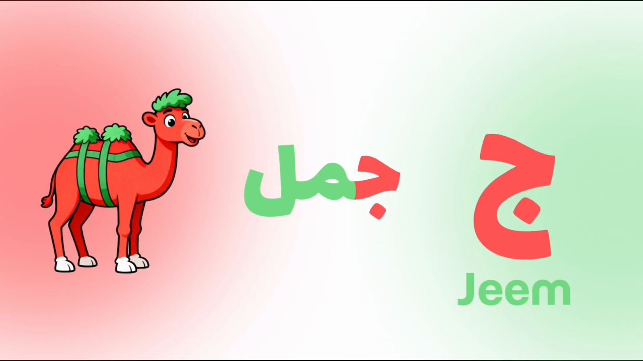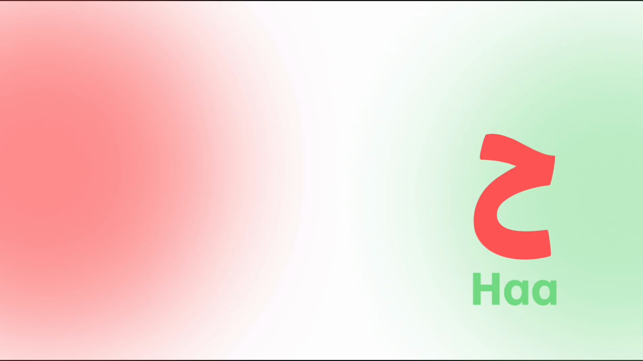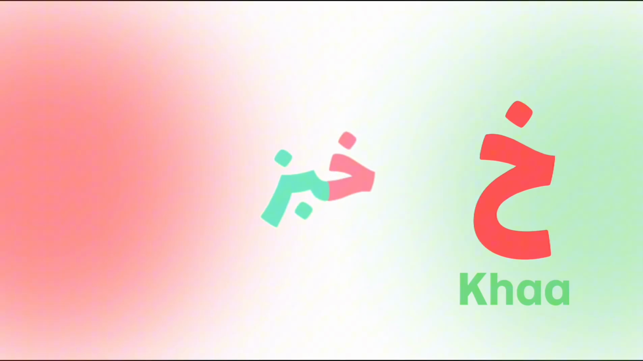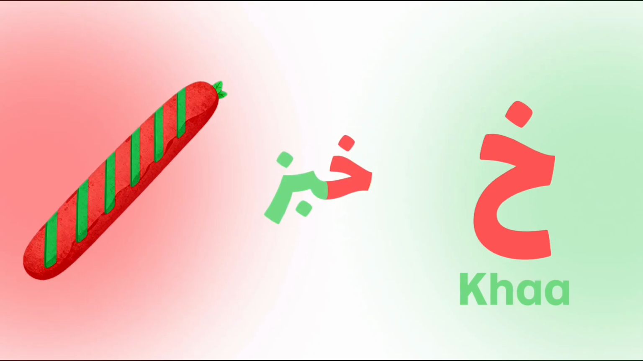Jamal, camel. Ha. Ha. This is a crisp, breathy H like in Halib. Halib, milk. Khaa. Khaa. This comes from the back of the throat, like the Spanish J, as in khubz. Khubz, bread.